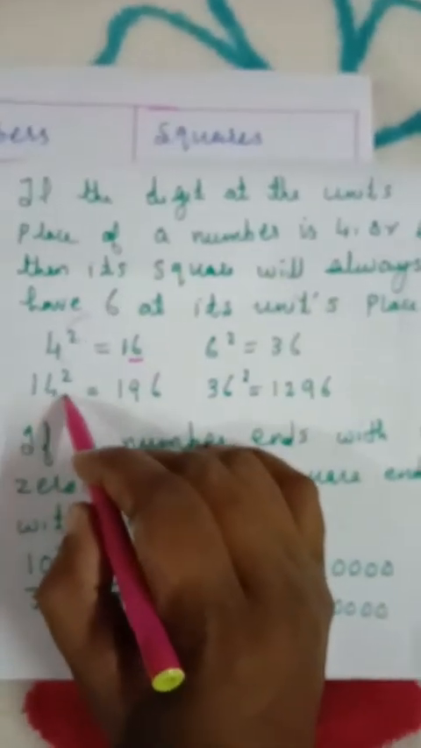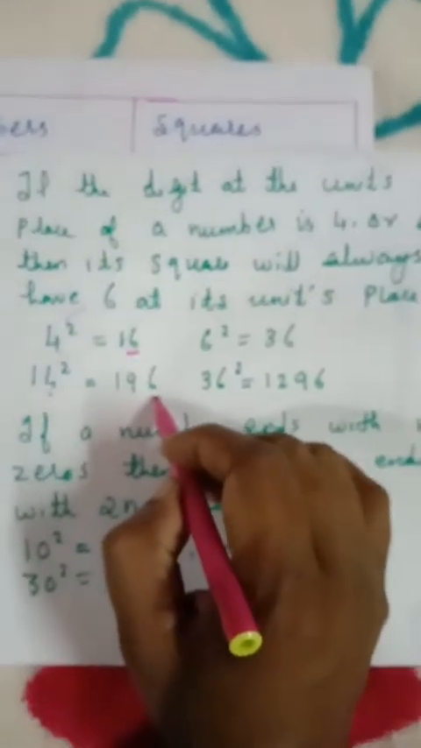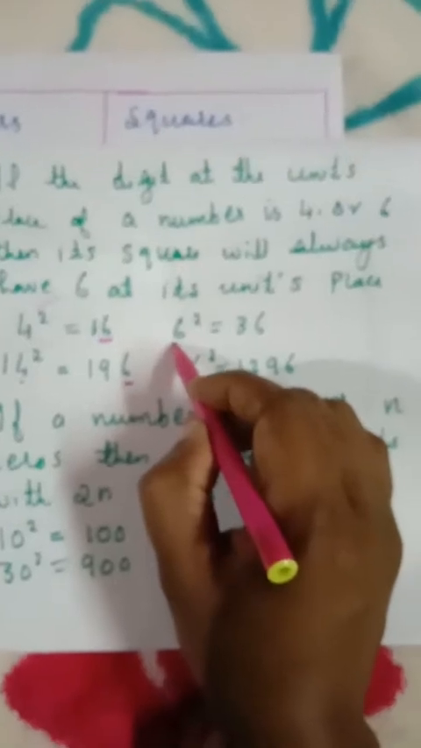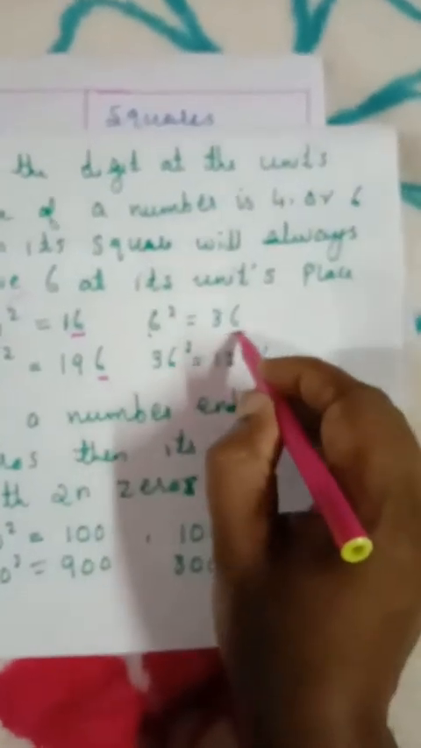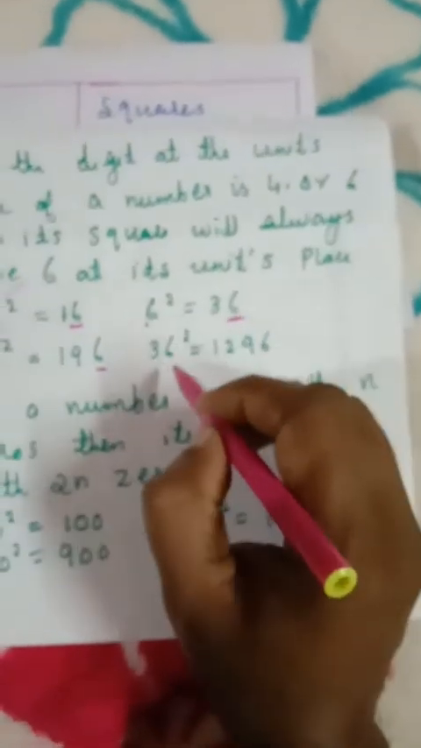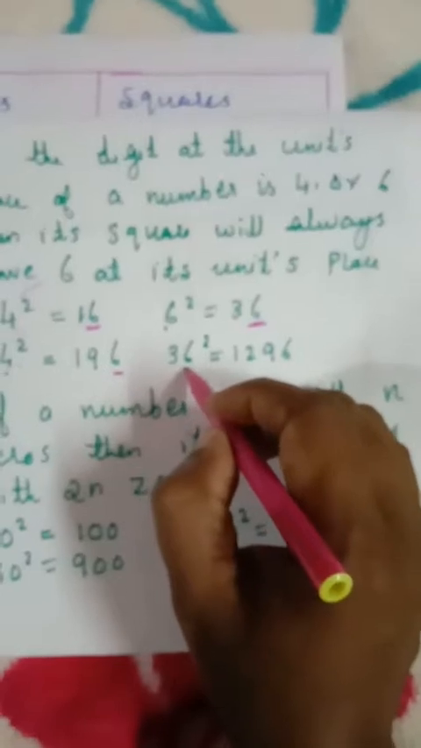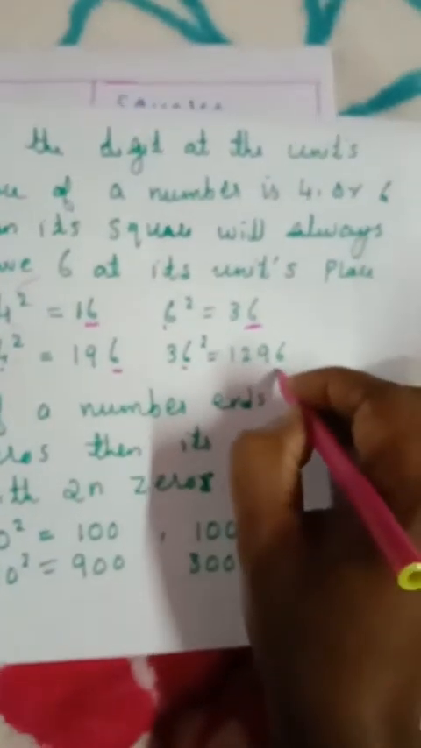If it is 14, its square is 196, which ends with 6. Now check 6: a number having 6 at its ones place has a square that ends with 6. 6 squared is 36. Take 36, its units place is 6, so the square also ends with 6.